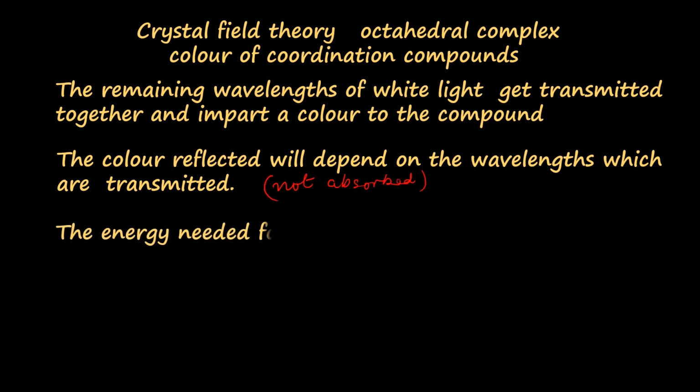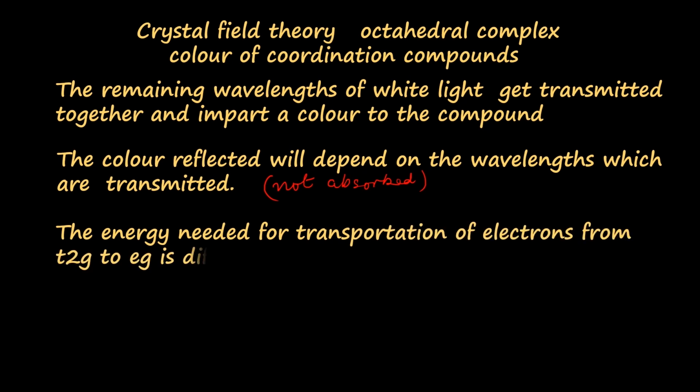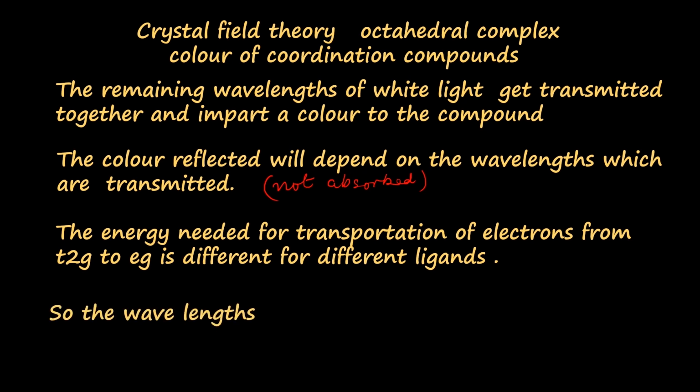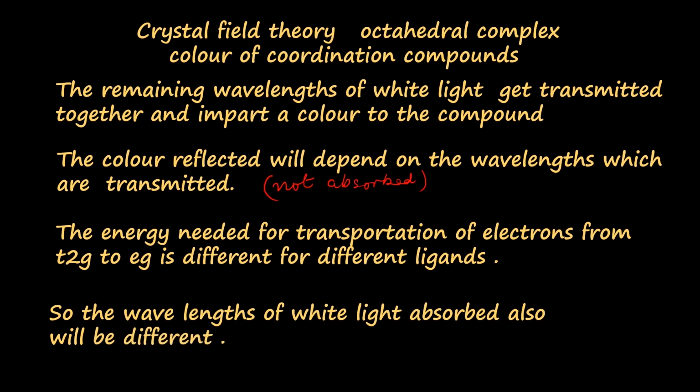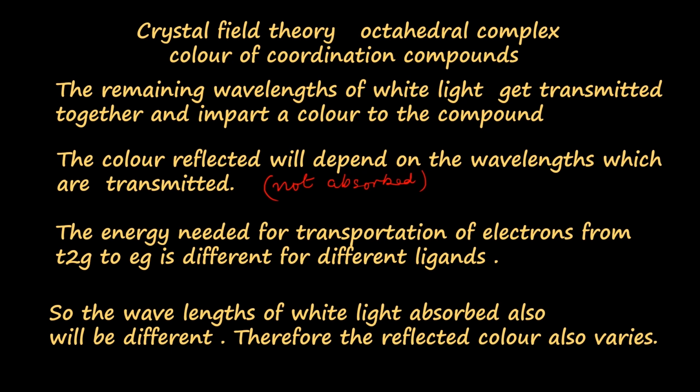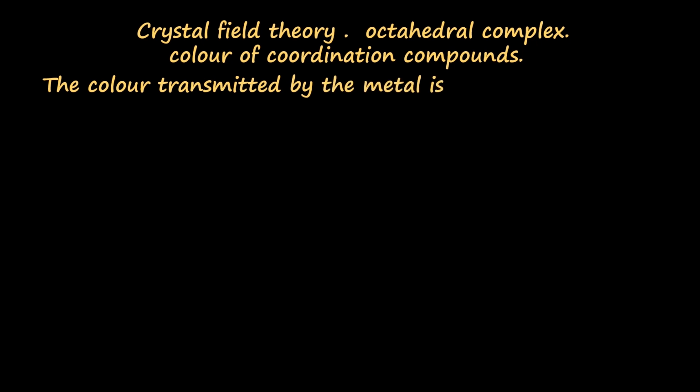Energy needed for the transition of electrons from the t2g to eg level will be different for different ligands, though the central metal atom may be the same. So the same metal ion, that is the central metal atom, may reflect different colors in different types of coordination complexes with different ligands. We may say the color that is transmitted by the central metal atom will be complementary to the color that is absorbed.